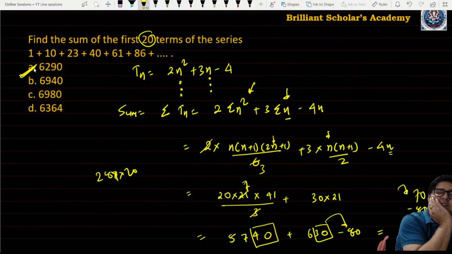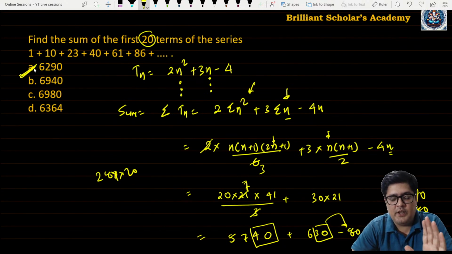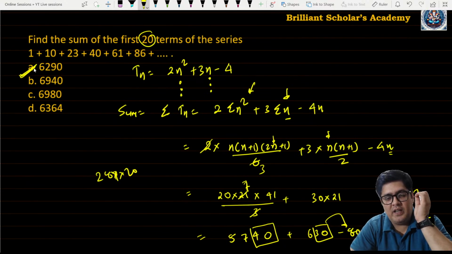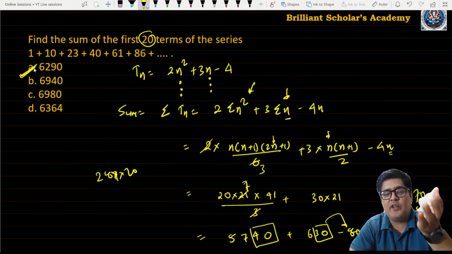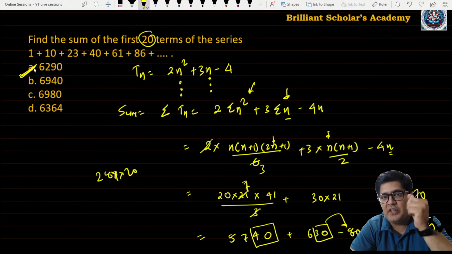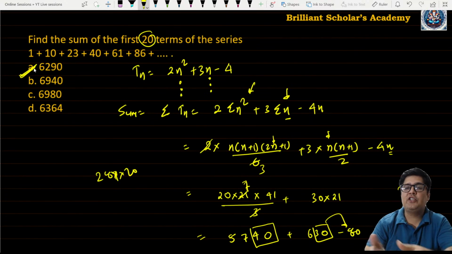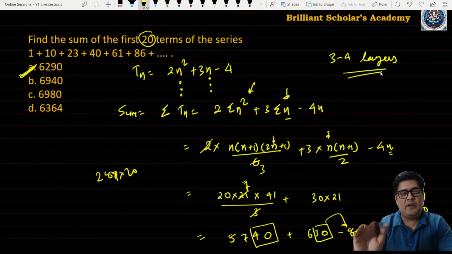Yeah, I just moved aside for you to see that calculation. Chalo. So you need to understand what kind of question this is: a quadratic series when the level 2 difference is constant. Once you realize that, you must know the formula or the approach behind it. Once you know that, you find the general term and then apply summation. So this question has 3 to 4 layers that you must peel to be able to solve.